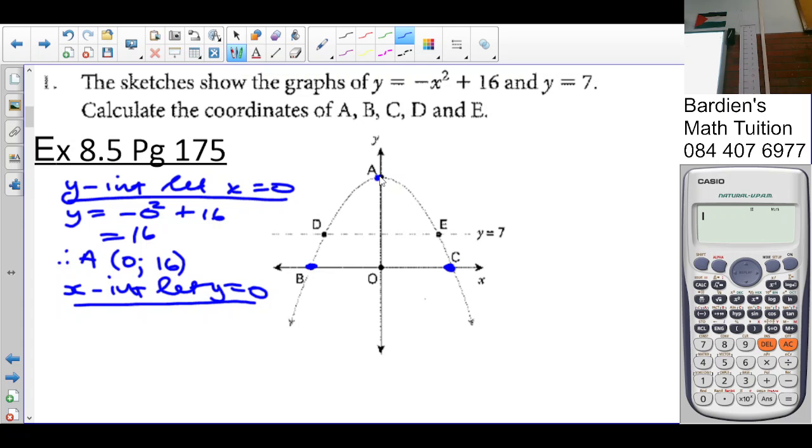So to calculate B and C, we say, what do you do for x-intercept? What do we do for x-intercept? We let y equal to 0. So 0 is equal to, I wrote this twice now.